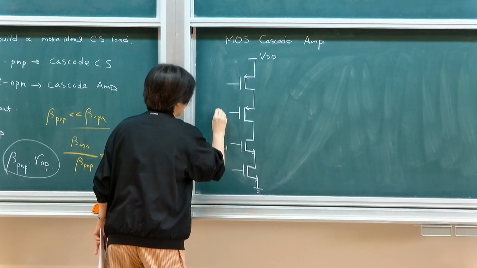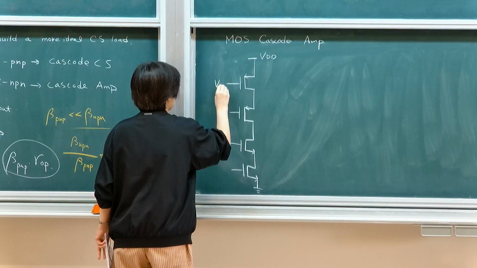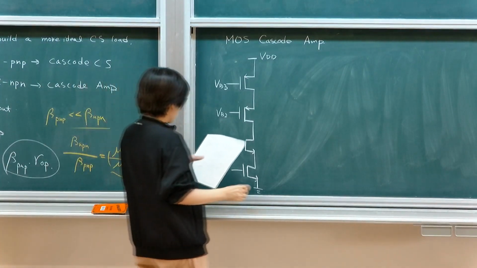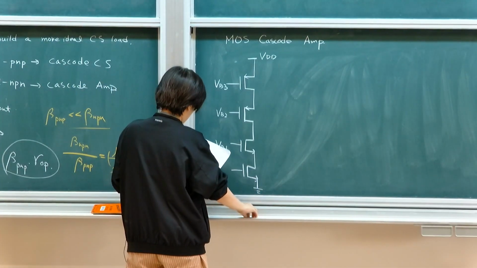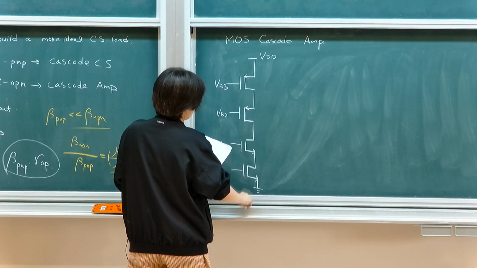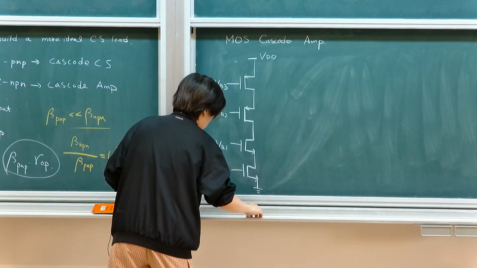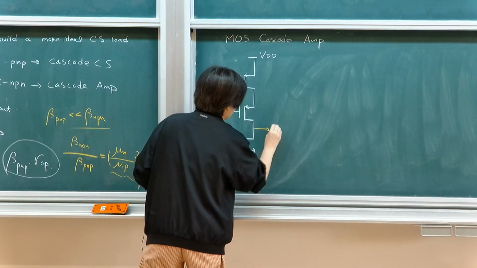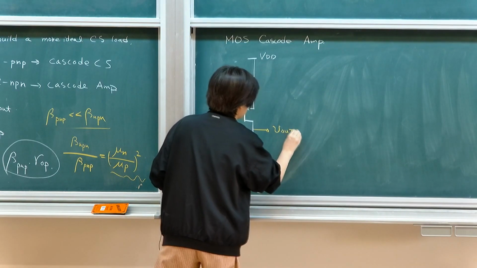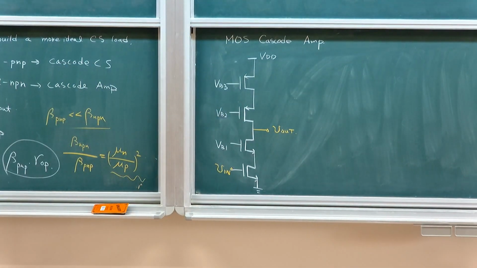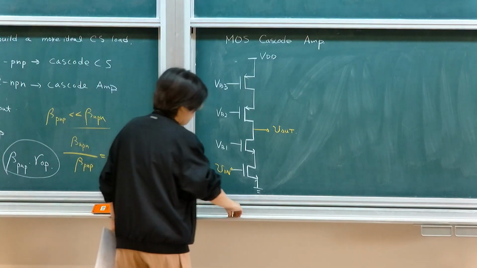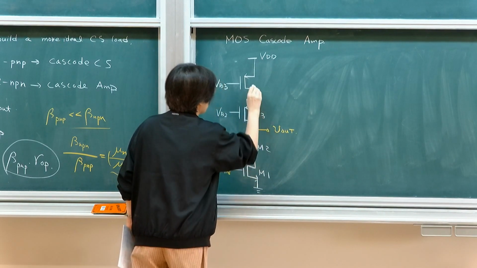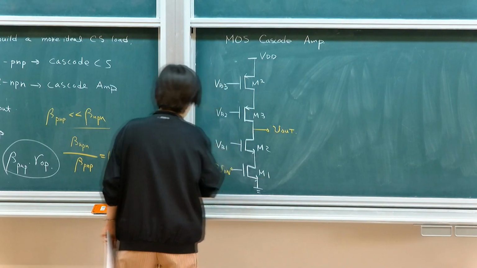So I have 3 biases. I'm just going to give you the voltages, okay? So this is my V in. This is my V out. So I have 4.